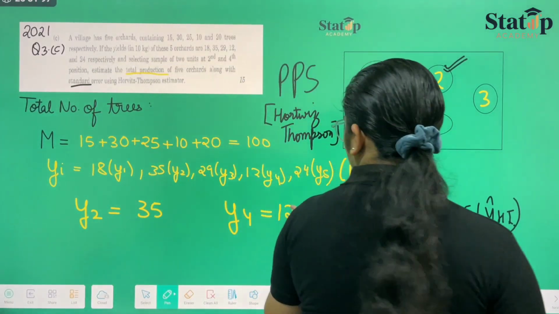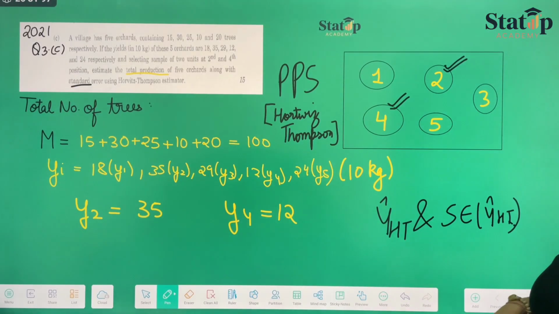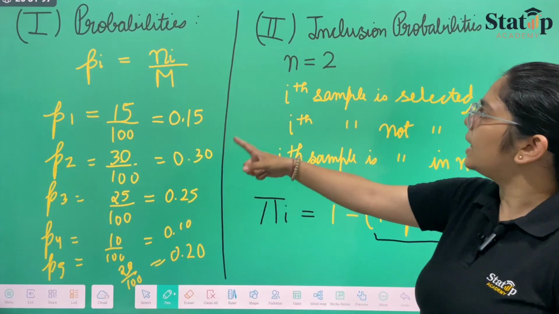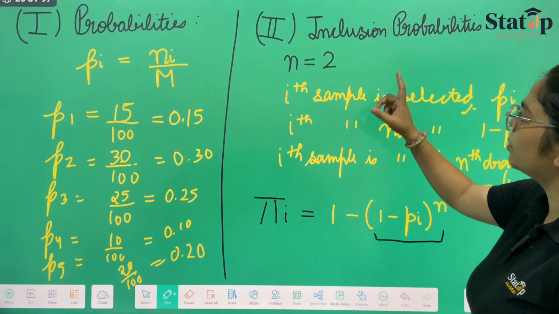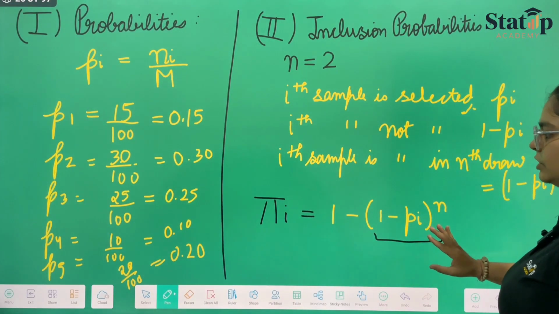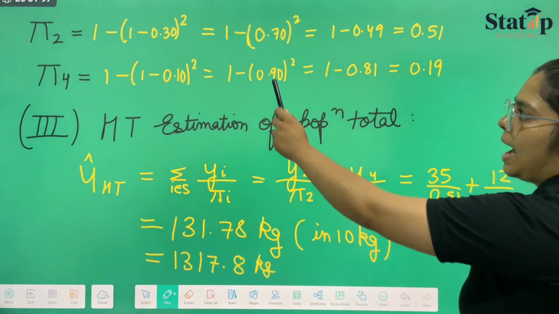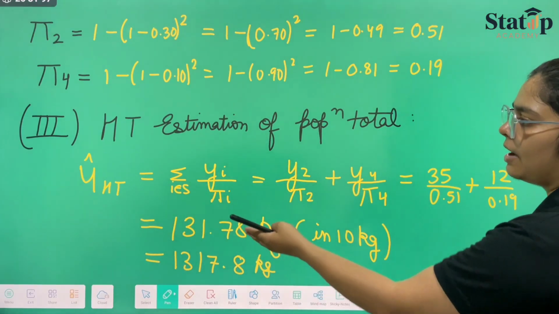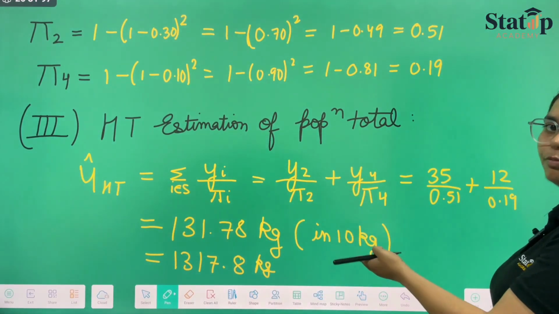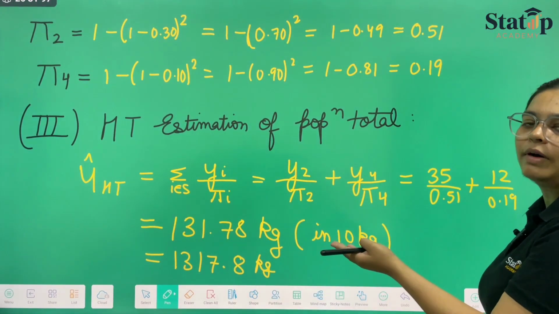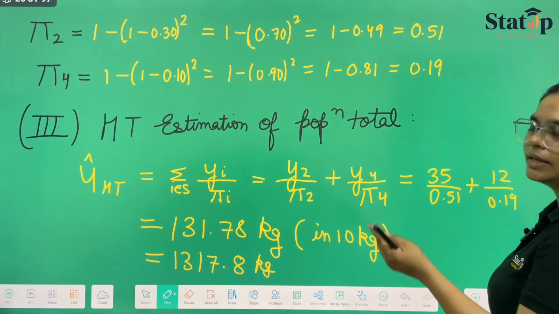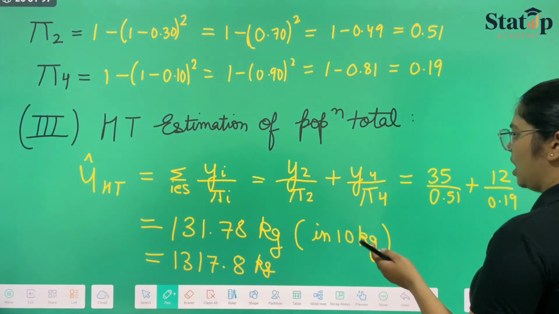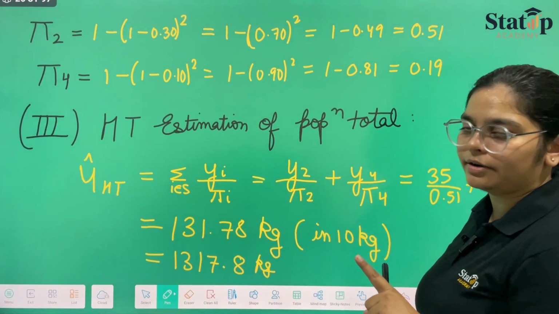So, revising it: first of all, we found the probability proportional to size sampling, and then we calculated the first inclusion probability of the ith unit, and for the second and fourth units we have calculated that. After that we calculated our Horvitz-Thompson estimator of the population total, which is the summation of yi over pi i. Since there are only 2 samples, it will be y2 upon pi 2 plus y4 upon pi 4. This solves our first part of the question.